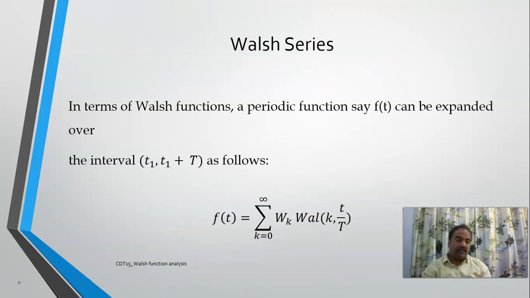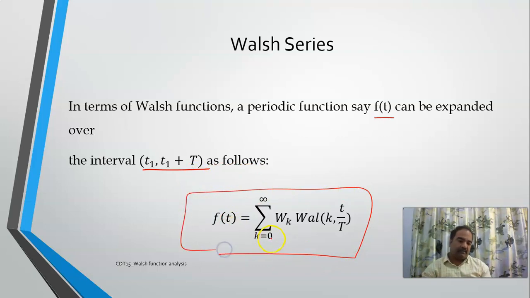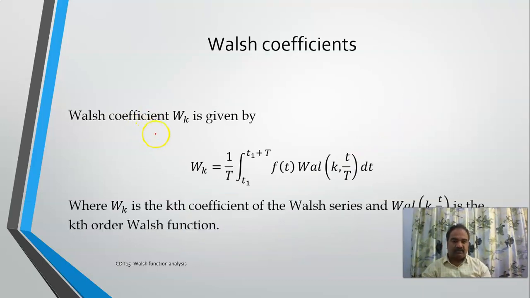Okay. When I have all the Walsh coefficients, any periodic function f of t can be expanded over the interval using this particular function, just like you have seen representation using sinusoid functions. In the same way, with orthogonal square functions we can represent any periodic function, where Wk, which we call the Walsh coefficient, is given as Wk equal to 1 by T, integral from t1 to t1 plus T of f of t times the Walsh function. This is what we have done in the earlier slides, the kth coefficient of the Walsh series and the kth order Walsh function.